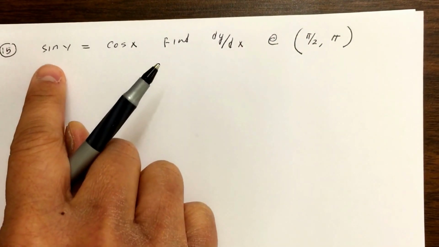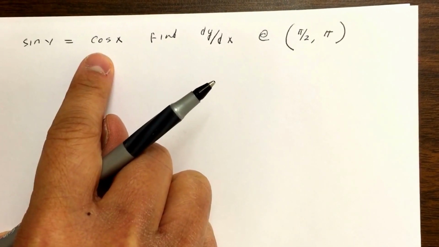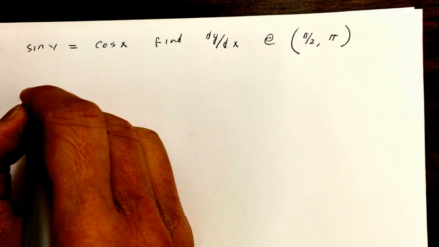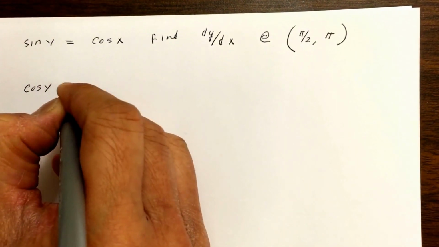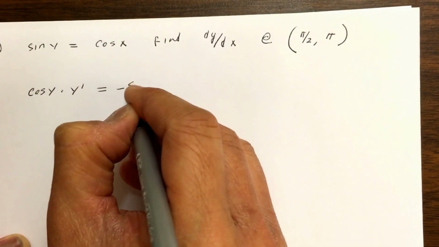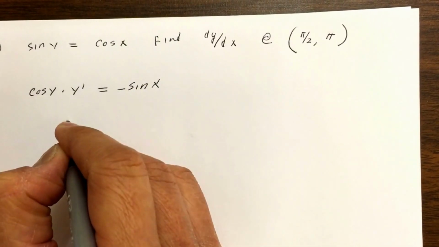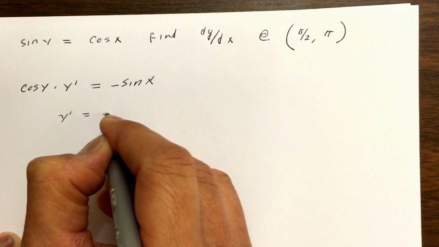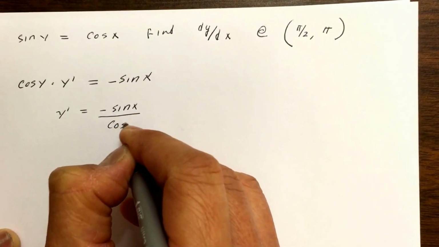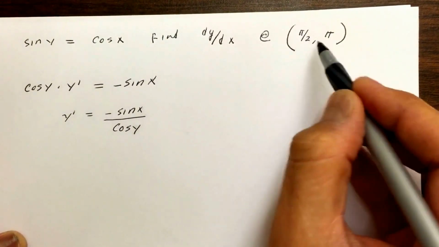So we begin by taking the derivative of both sides independently. The derivative of sine of y is cosine of y times y prime. The derivative of cosine of x is negative sine of x. And now we solve for y prime. And we're going to go ahead and plug this in for x and that in for y.